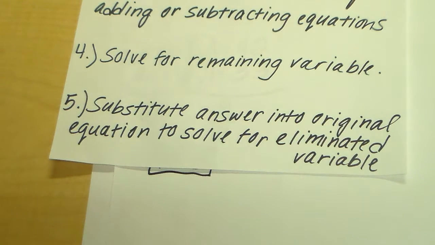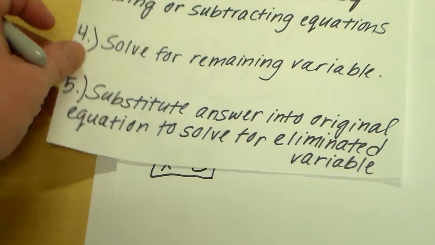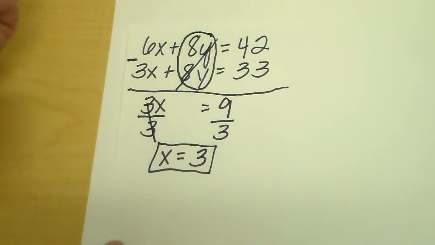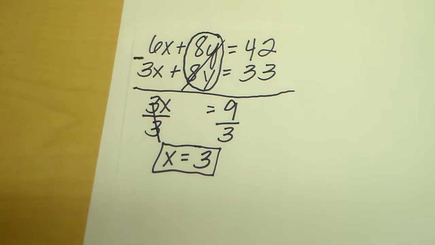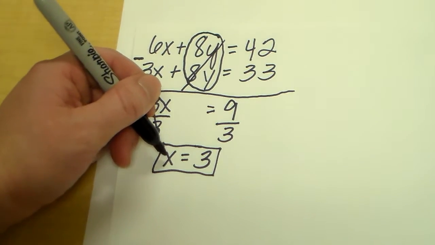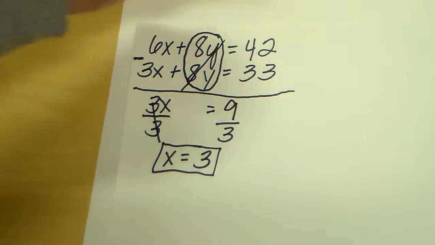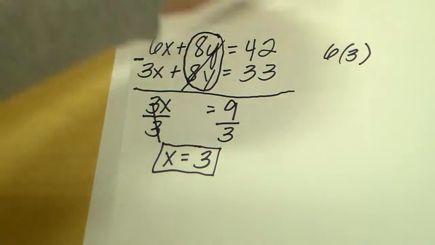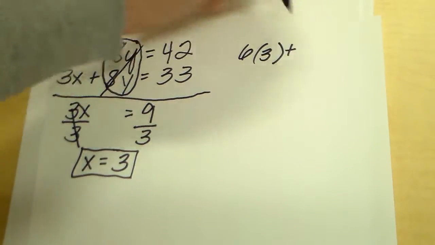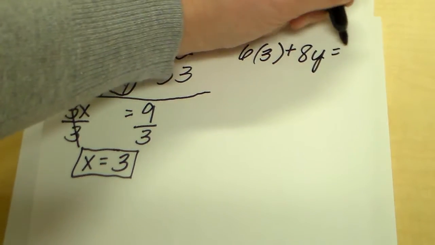Finally, step 5, very similar to our substitution method, is substituting back in. So we're going to substitute the answer I just got, x equals 3, into one of the original equations to solve for the eliminated variable. So I'm going to go back to my original equations. It doesn't matter which one I choose. I'm going to pick the first one just because it's first, and I'm going to substitute 3 back in for x up there. So I have 6 times 3, plus 8y equals 42.